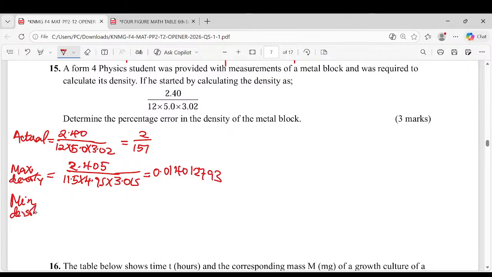Then let me get the minimum density. For density to be minimum, it means the numerator should be smaller. This will be given by 2.395 all over, and the denominator will now become the maximum values, 12.5 and so on. You need to be very keen with these questions.